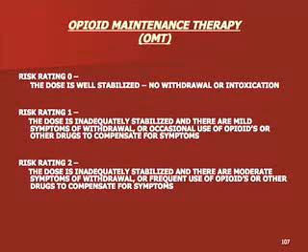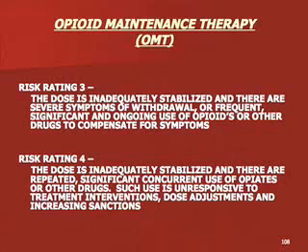A risk rating of 2 is inadequately stabilized, and there are moderate symptoms of withdrawal or frequent use of opiates or other drugs to compensate for symptoms. Now, for the folks who work in a methadone program, can you see that on your risk ratings for anywhere from 0 to 1, 2? If you're looking at a risk rating of 3, still the dose is inadequately stabilized. That doesn't mean that the dose isn't where it should be. It's that they're not where it should be. Severe symptoms of withdrawal or frequent, significant, and ongoing use of opiates or other drugs to compensate for symptoms.